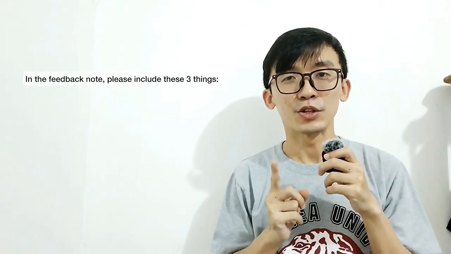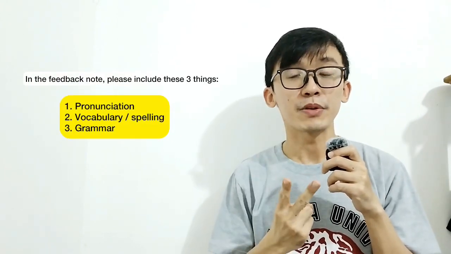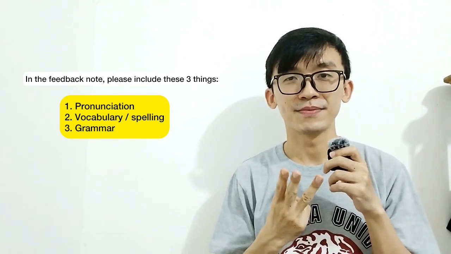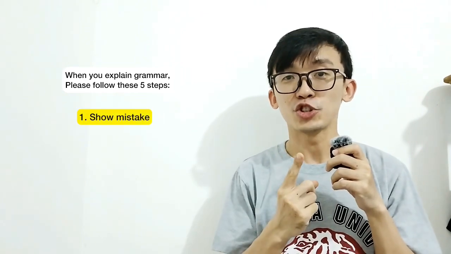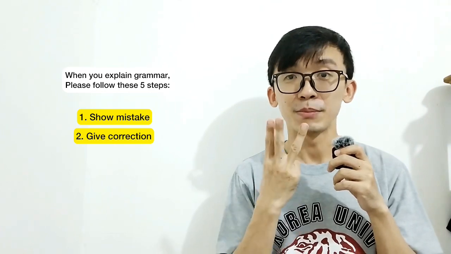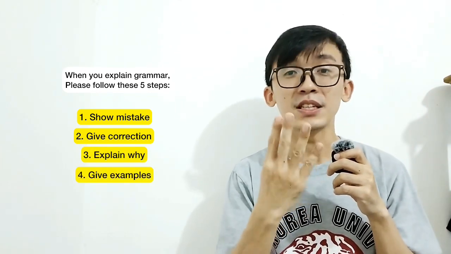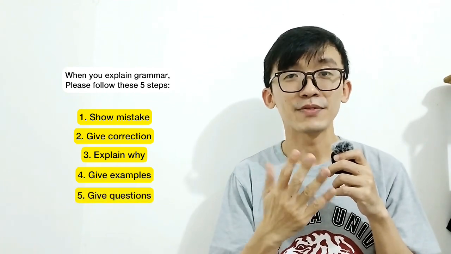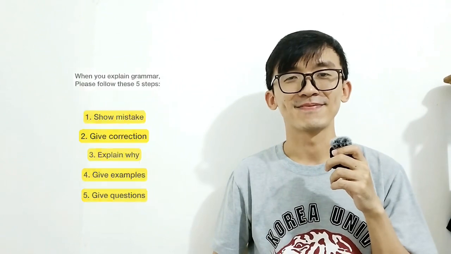Okay, so to summarize everything, in the feedback note, please include these 3 things: pronunciation, vocabulary or spelling, and grammar. And then when you explain grammar, these are the steps that you should take. Number 1, show them their mistake, and then give correction. Number 3, explain why. And then number 4, give examples. And number 5, to make sure that they understand you, give them questions.